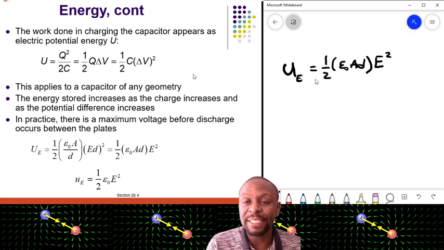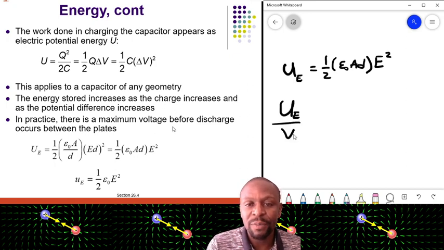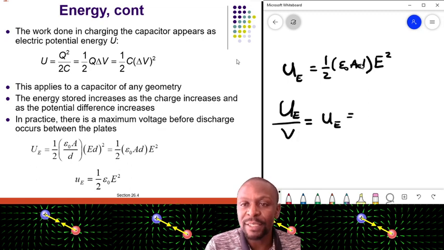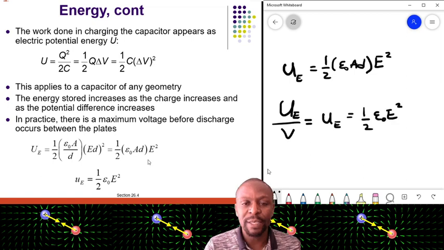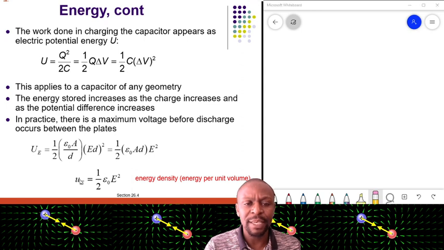Now, when I'm saying the energy density, you divide U_E by volume, and that is just going to give us small u_E, because this volume will cancel this A times d, which is nothing else but the volume. Therefore, that will just be equal to 1 over 2 epsilon naught E squared. That is the energy density of your capacitor. So that's basically what I wanted you to see: energy density is nothing else but the energy per unit volume. This is very simple, because you just divide by volume there.